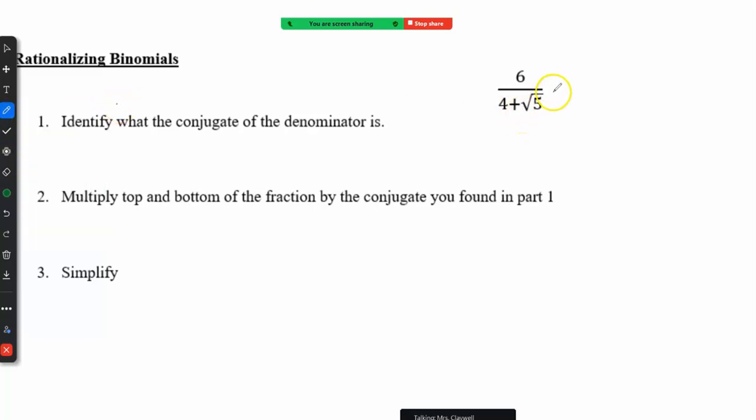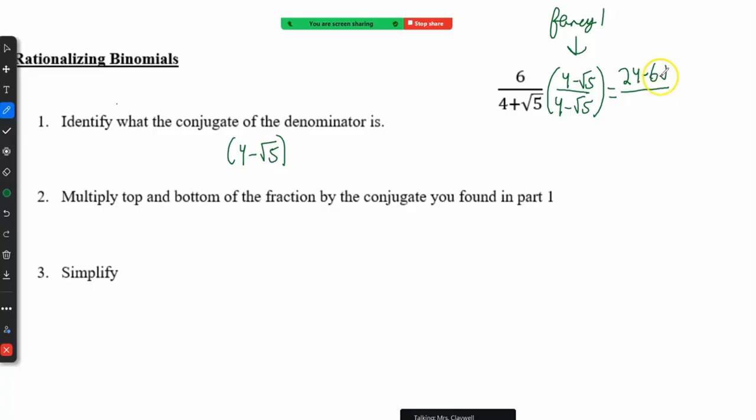So notice here, I just can't do like a square root of 5 or a square root of 1. Because I have a number plus a square root, I have to use the conjugate, so I keep it, and the opposite is 4 minus with a minus. So I want to multiply my numerator and my denominator by that. Again, this is like a fancy 1. And I can think of my numerator and my denominator. I can distribute that 6, so I get 24 minus 6 square root 5.